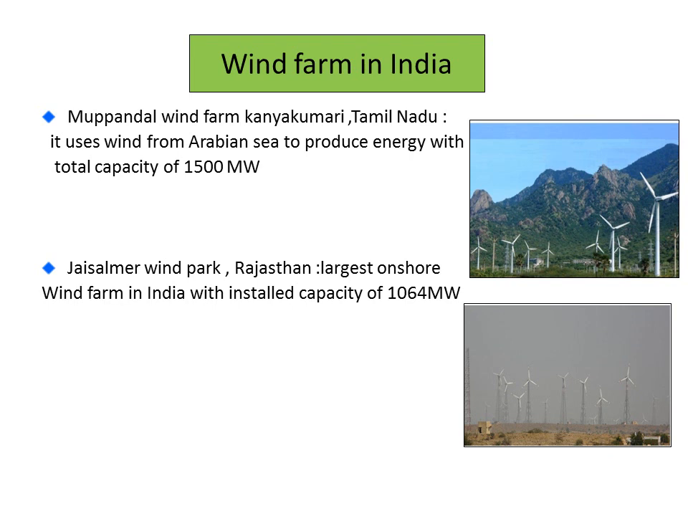The second one is Jaisalmer Wind Park, Rajasthan. Jaisalmer Wind Park is the largest operational wind farm in India, located at Amarsagar in Jaisalmer district of Rajasthan. Its installed capacity is 1064 megawatts.